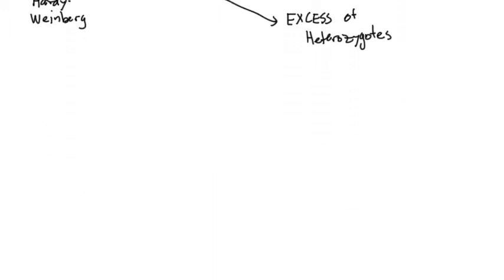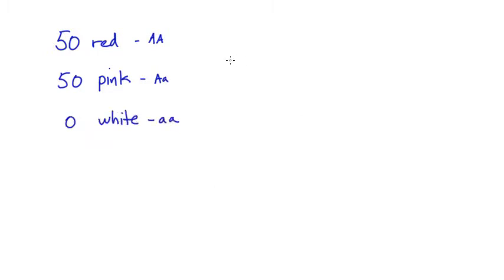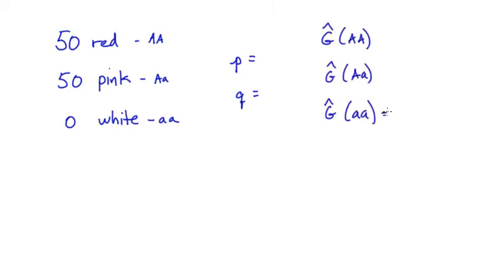In an alternative example, I might have told you that the population consisted of 50 red-flowered plants and 50 pink-flowered plants, and no white-flowered plants. Work out the allele frequencies for this population, and then work out the Hardy-Weinberg genotype frequencies for the theoretical non-evolving population.